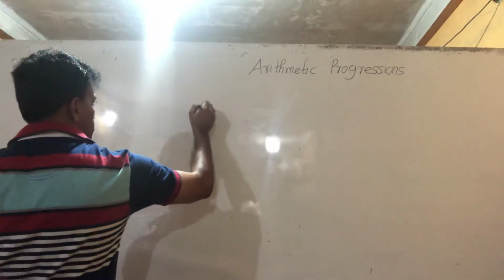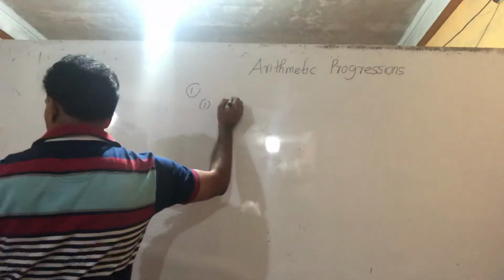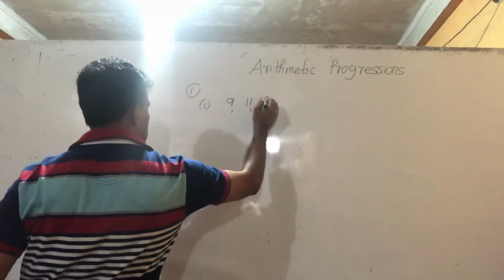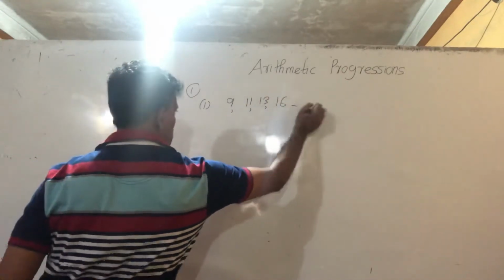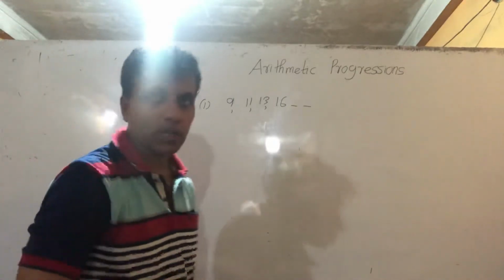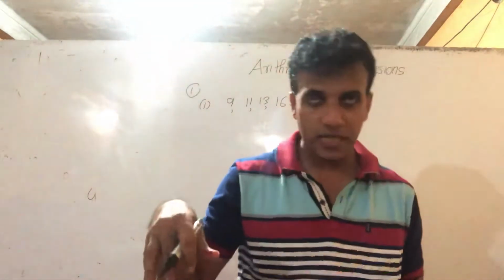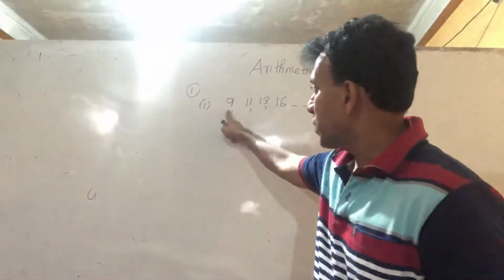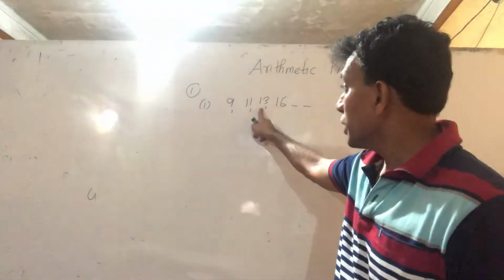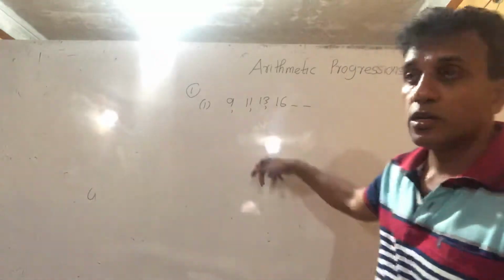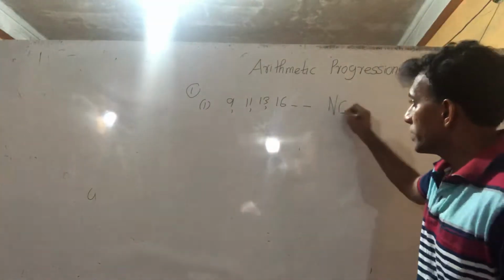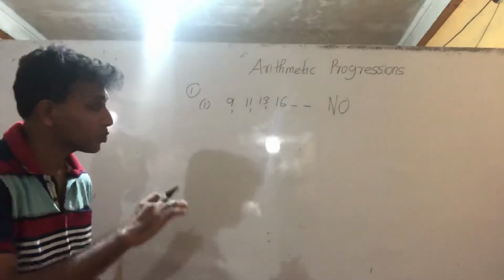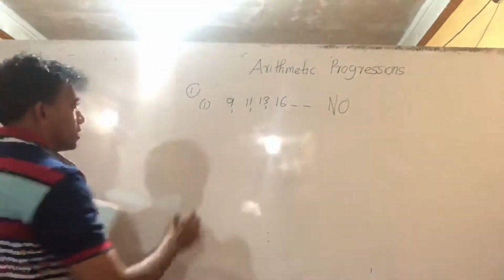See the first one: 9, 11, 13. Some warm-up problems, some warm-up exercises before going to the harder ones in a grade 10 lesson. Is it an arithmetic series? Increase by 2, increase by 2, increase by 3 here. No. That's not an AP, right? Everywhere you should use the same method.